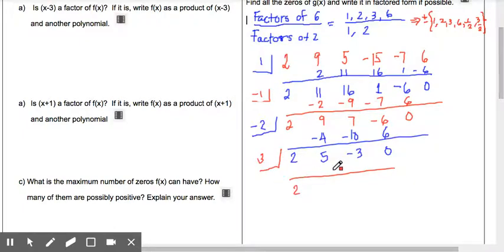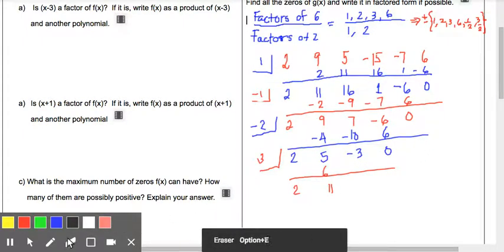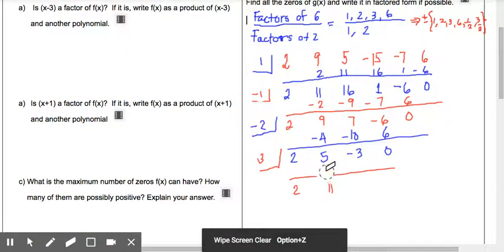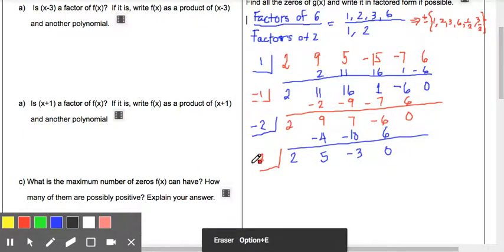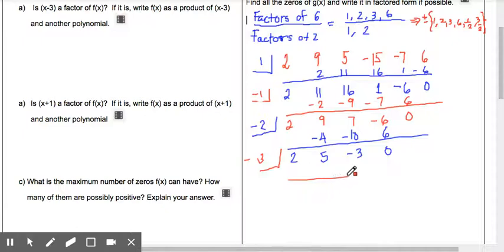Okay. So bring down 2. 2 times 3 is 6. 5 plus 6 is 11. 3 times 11 is 33, and it's not going to give us a 0. So positive 3 doesn't work. Then we're going to try negative 3. Does negative 3 work? So we bring down 2. 2 times negative 3 is negative 6. Negative 5 minus 6 is negative 1. Negative 1 times negative 3 is positive 3. And we found our fourth 0. So we have 1, 2, 3, 4 zeros already.